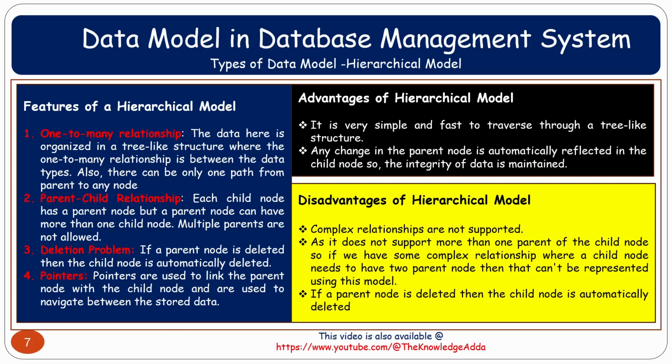Features of the hierarchical model. One to many relationship: the data here is organized in a tree-like structure where the one to many relationship is between the data types, and there can be only one path from the parent to any node. Talking about parent-child relationships, each child node has a parent node, but a parent node can have more than one child node. Multiple parents are not allowed in the hierarchical model. If a parent node is deleted, then the child node is automatically deleted.